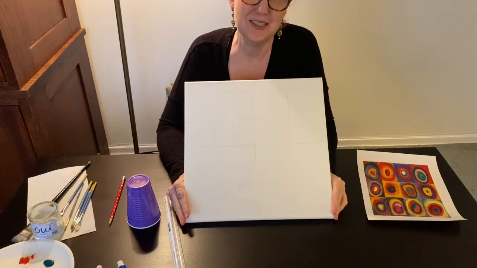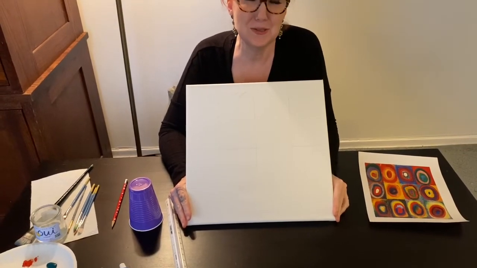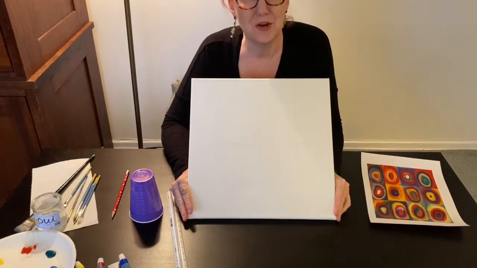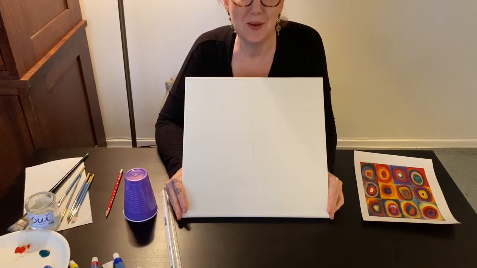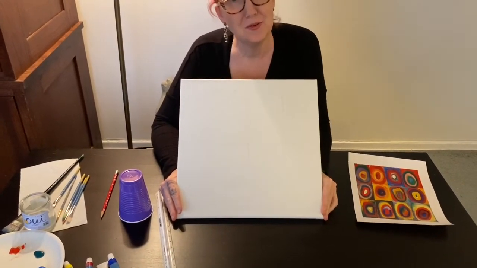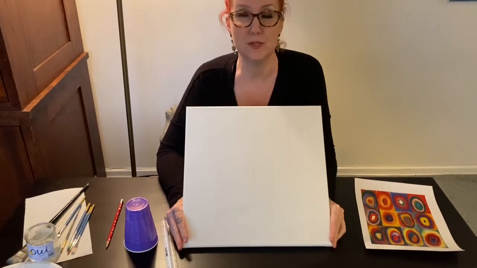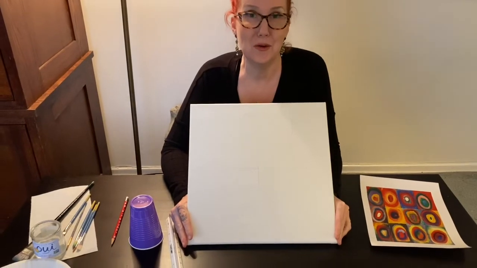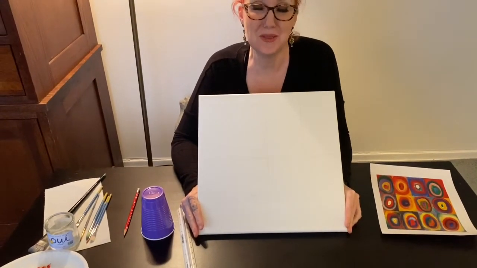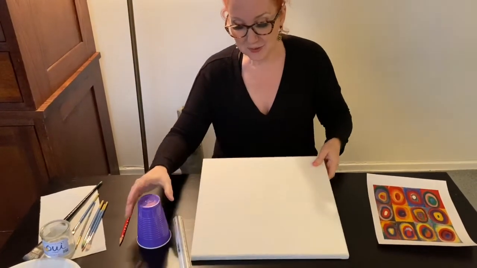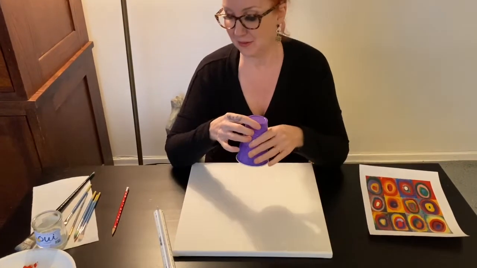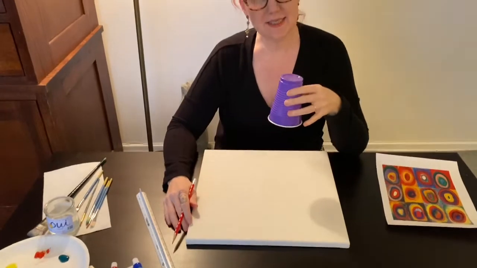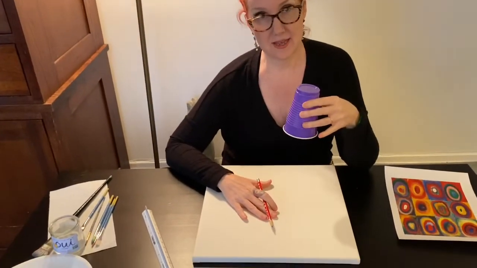If we're just doing this for our preschoolers, it doesn't have to happen this way. You can just start right in making your circles. But if you want to have it perfectly even, you can certainly do it for your child or have your older kids do it for them. Then we're going to take our circular shape and just place it right on the canvas.